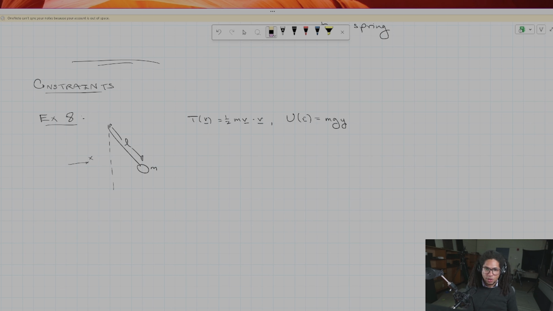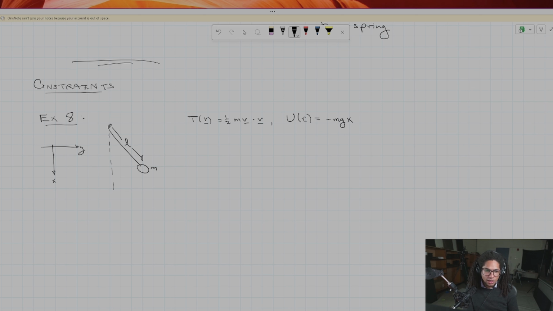Actually, let me do something a little bit funky. I'll let downward be the x direction and to the right be the y direction. This seems really strange, but it will make sense later. But it does change my potential energy, which is now minus mgx. Okay, so why am I writing this, but also sort of indicating that I could do something else?